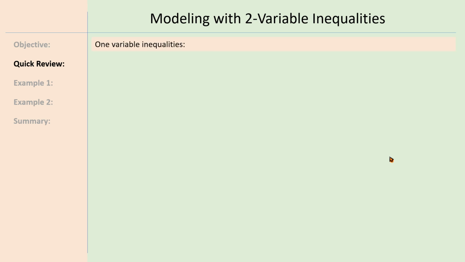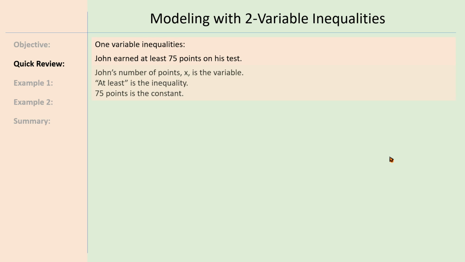In the previous lesson, when we talked about one variable inequalities, for example, you have John earned at least 75 points on his test. Okay, so here, John's number of points, x, is the variable. We can name it x, we can name it y, whatever variable we want, but x is the common one. And here you see "at least," that's your inequality. That's when you know it's an inequality, and 75 is the constant. So your inequality is going to be x has to be larger than or equal to 75, because at least means it could be 75 or bigger.